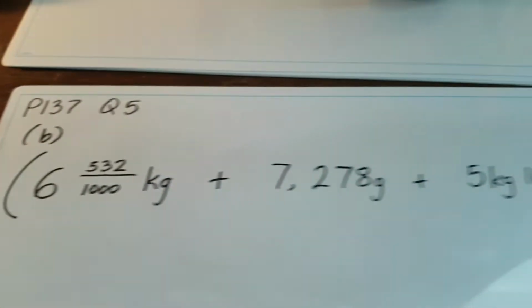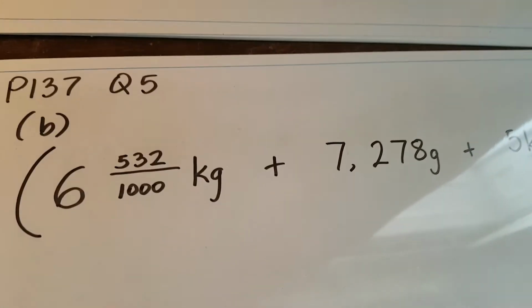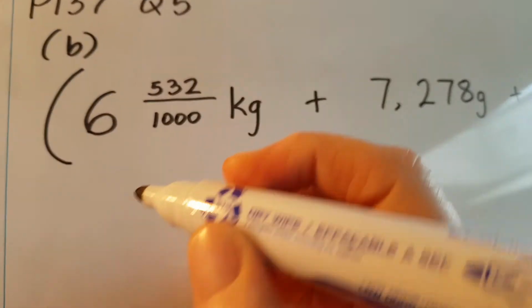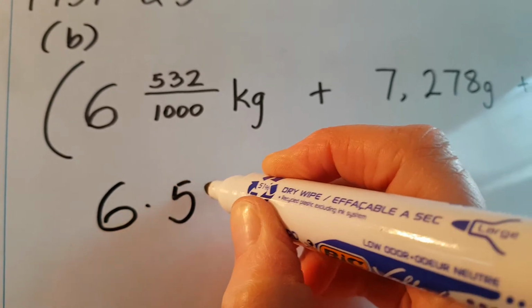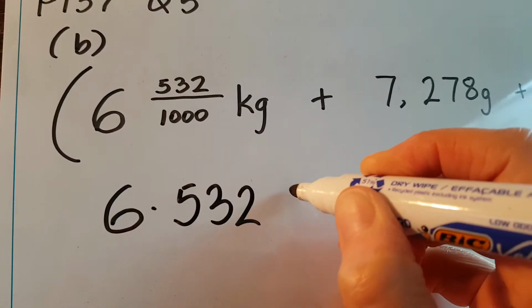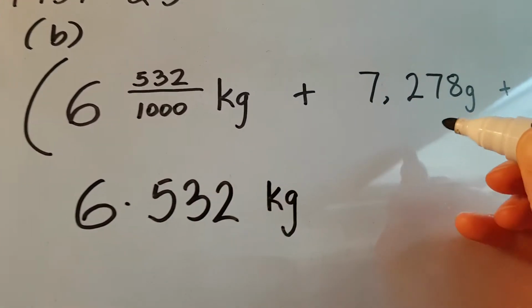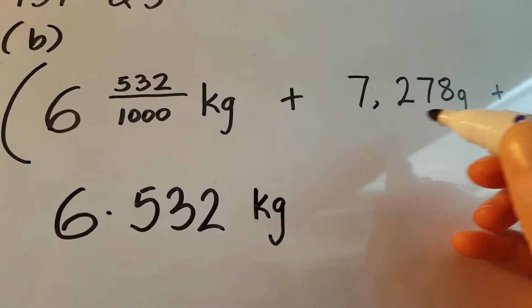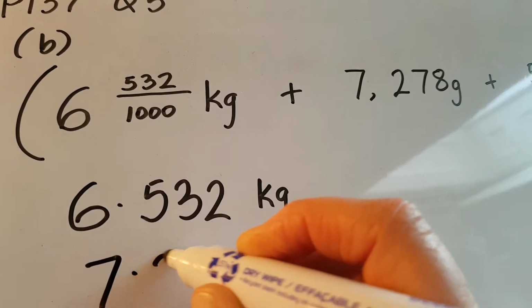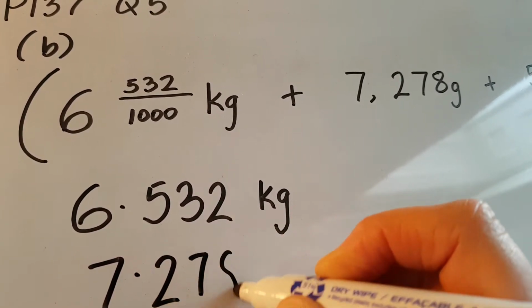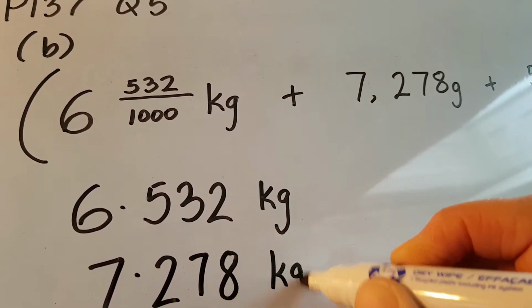So I think the best thing to do is to make them all kilograms, and I could use decimals for that, that's not so hard. So this one is going to be 6.532, and that's now kilograms. And this one, if I put a decimal instead of the grams to make it kilograms, there's my 7 kilograms, 0.278. That's now also kilograms.